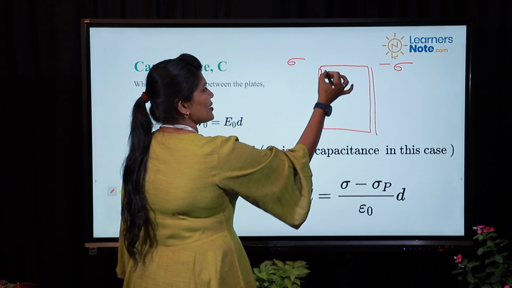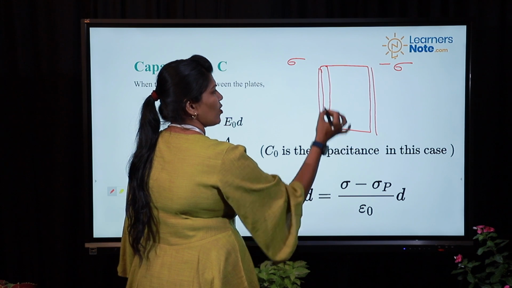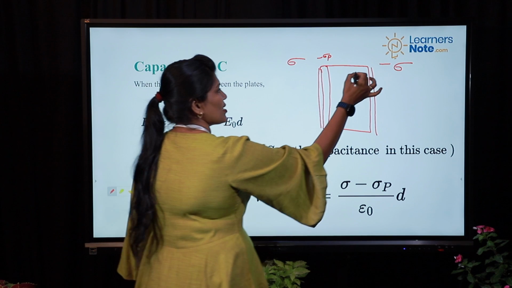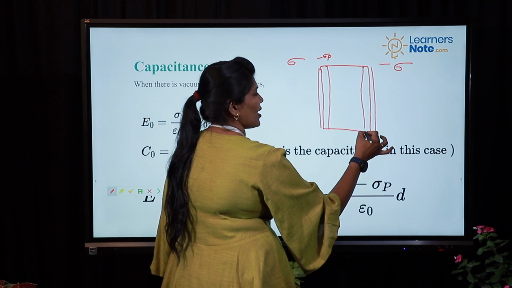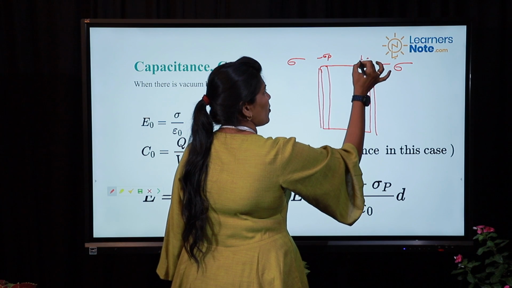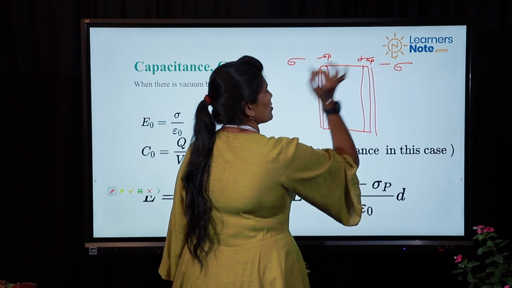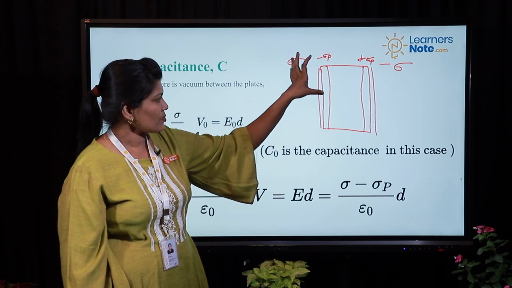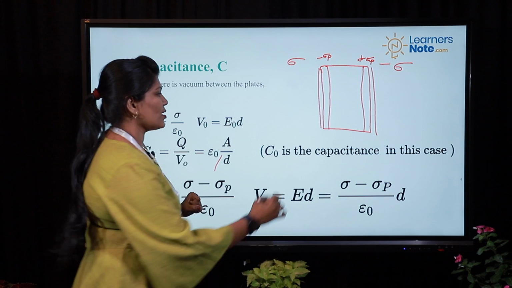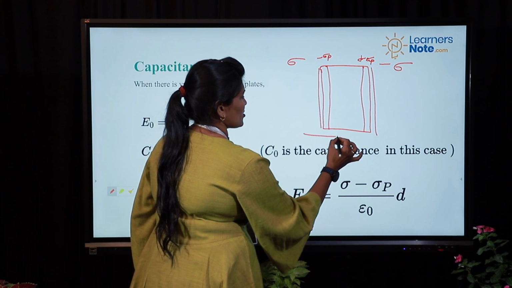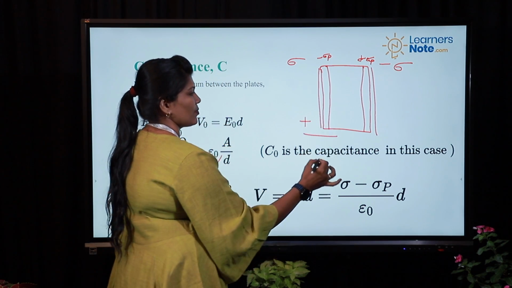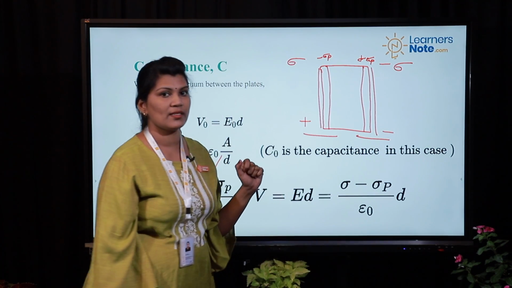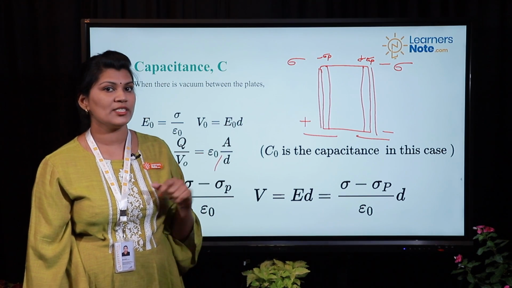Okay, and this dielectric has a negative charge density on the left side, that is negative sigma p, and on this side the same dielectric has a charge density of positive sigma p. So due to the presence of these charge densities, the total charge density on the positive plate and on the negative plate of this capacitor will change. How much will it change?